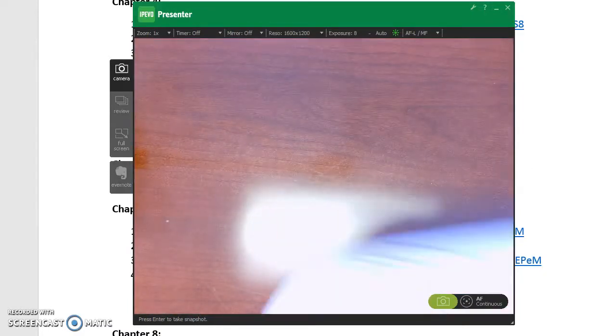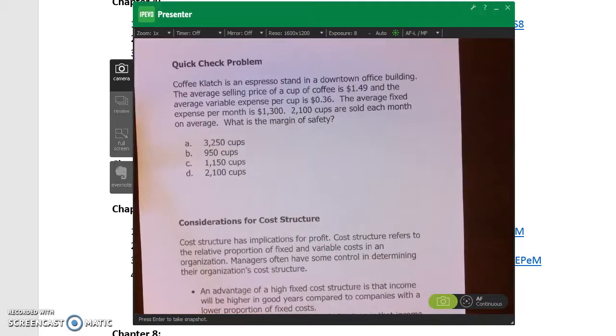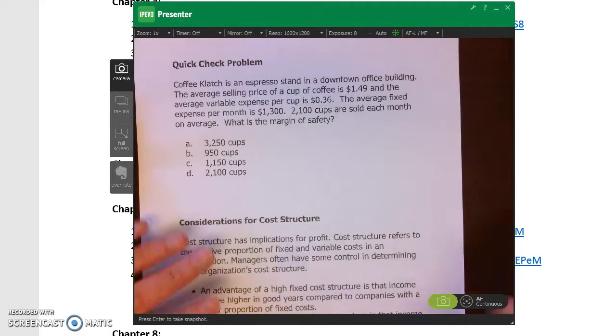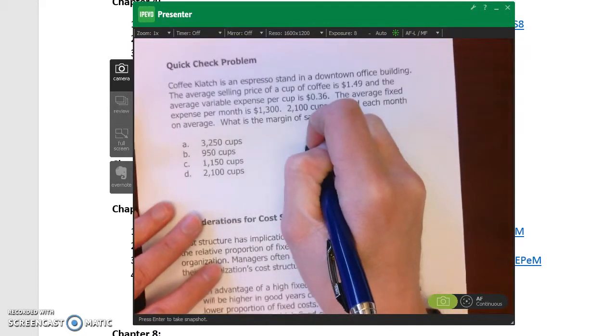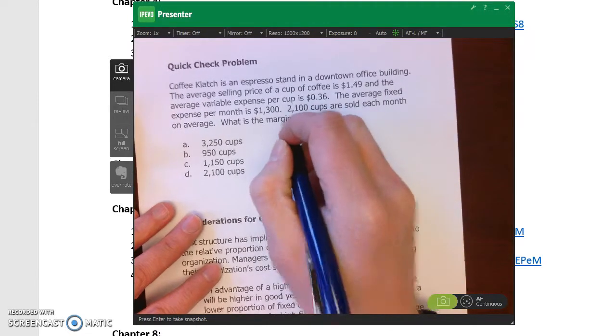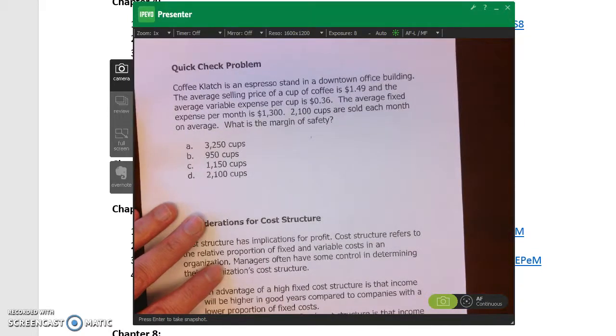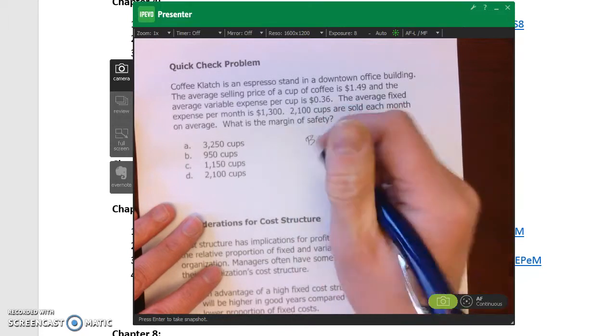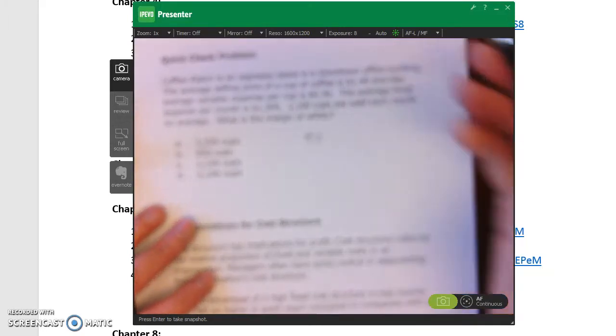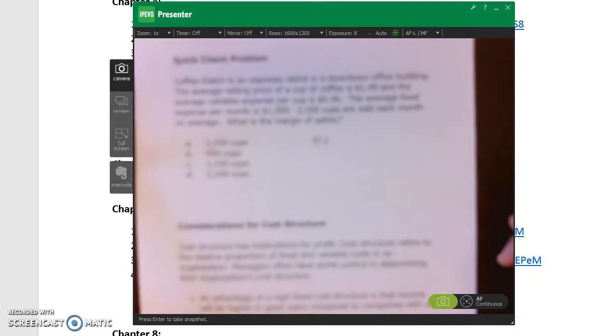So why don't you go ahead and do this quick check problem. I would recommend you stop the lecture video and give it a try, and then check it. I'm going to go ahead and go over this now. Remember, this one's asking you to calculate margin of safety. The first thing I actually have to do is calculate my break-even, because the margin of safety is the number of units that you're selling above the break-even.